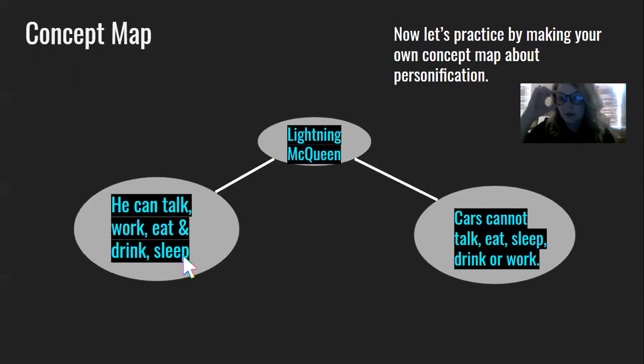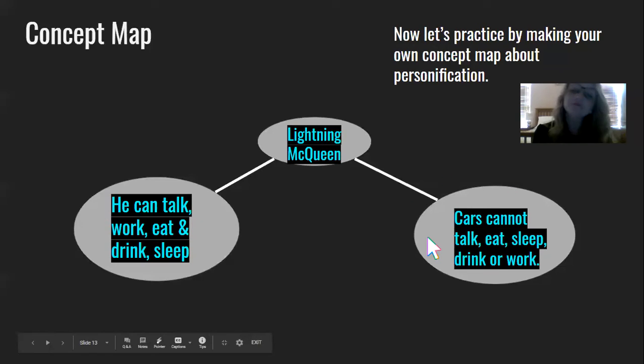He works as a race car driver. That's like his job, right? He can talk, he can eat and drink. They go to Flo's Cafe, and they get basically fuel, but it's like he's eating and drinking, and he sleeps, okay? And where it says, why is this personification? Because cars cannot talk, eat, sleep, drink, or work.